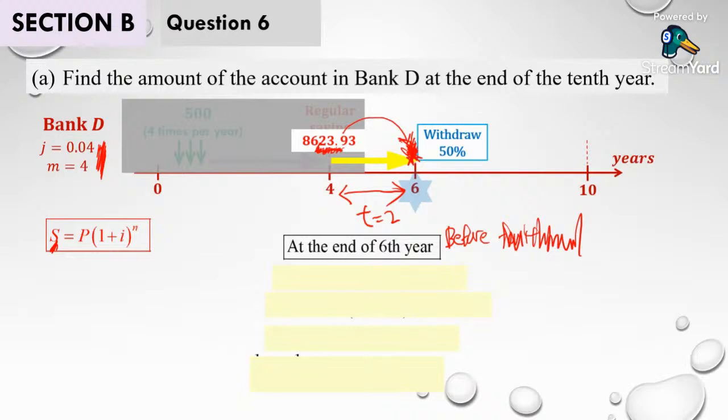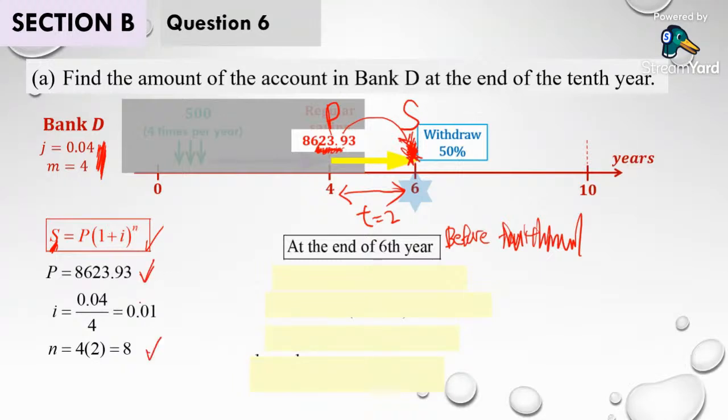So gathering the information, I find that this is the principal, the present value. I want to find the future value. I have the J, I have the M, I have the T. So in order to make use of this formula, let us check. The P is equal to 8623.93. i is 0.04 divided by 4, which we can simplify as 0.01. This was actually calculated previously, so I don't have to repeat the calculation. The main focus here is to make sure the P and also n are correct. If 1 year compounds 4 times, 2 years it will be 8 times, 4 times 2.